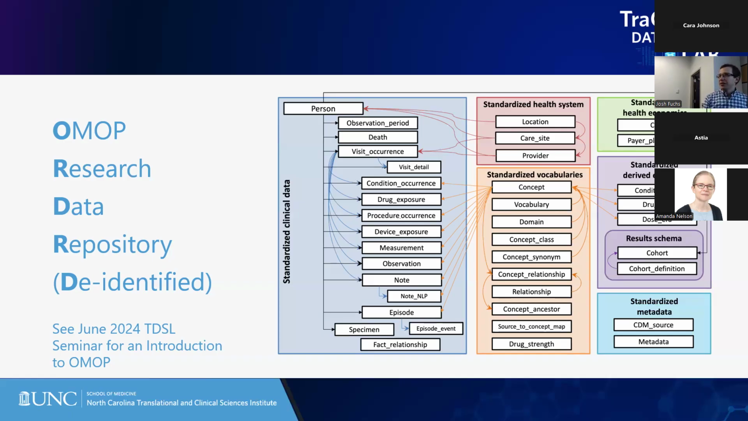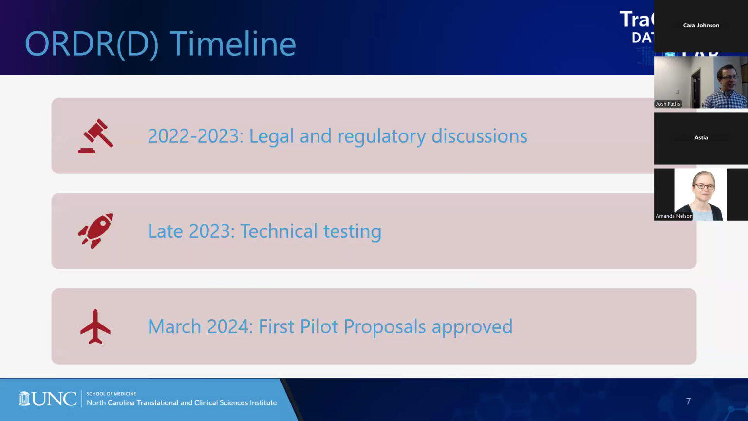So here's a bit of a timeline in terms of where Ordered has come from and where it currently is. Discussions amongst various groups started in late 2022 and continued through most of last year, as well as the beginning part of getting all the data structured and formatted and into the right systems. Late last year was when technical testing began. And then March of this year was when the very first pilot proposals were approved. This was a handful of pilot users to get on board and help with testing and figuring out how exactly the system is working and where it can go.